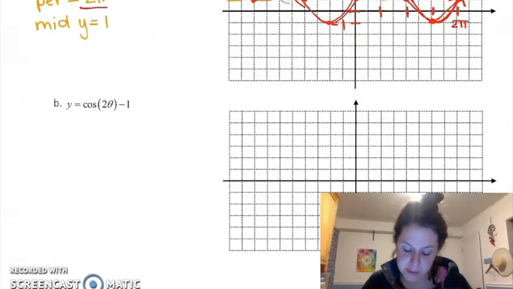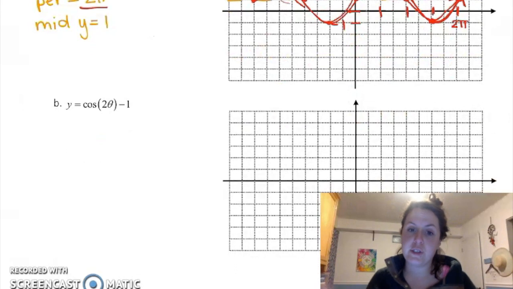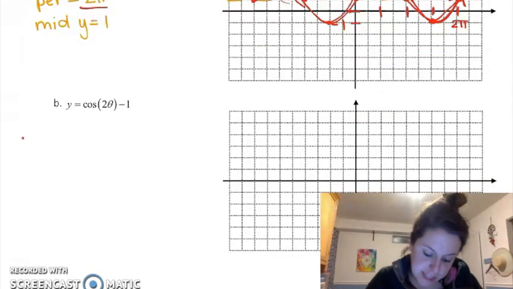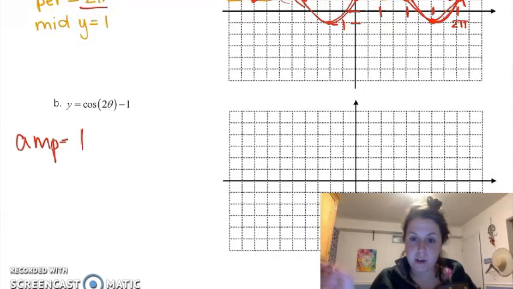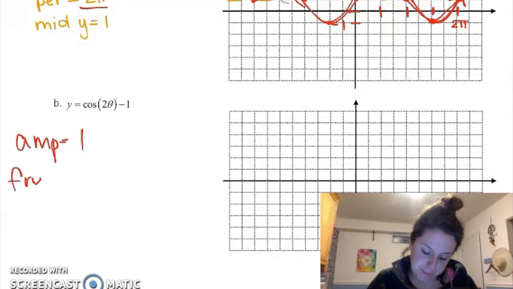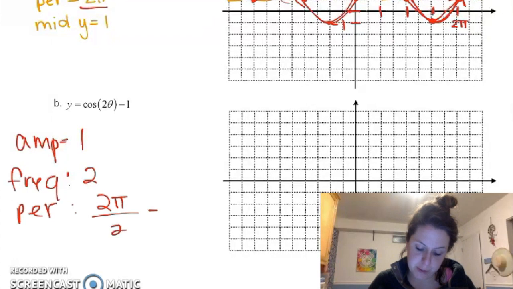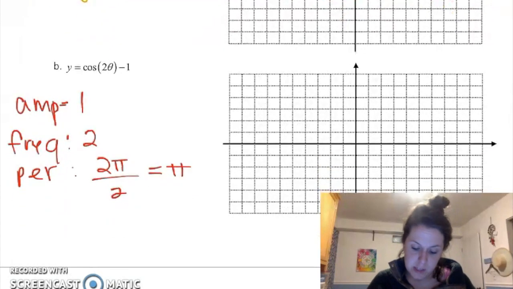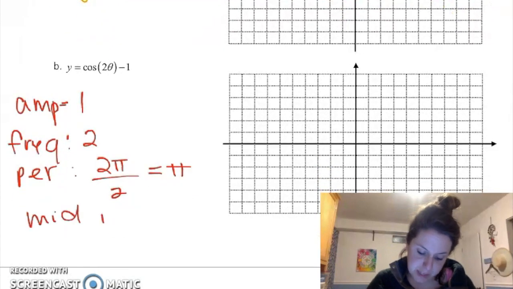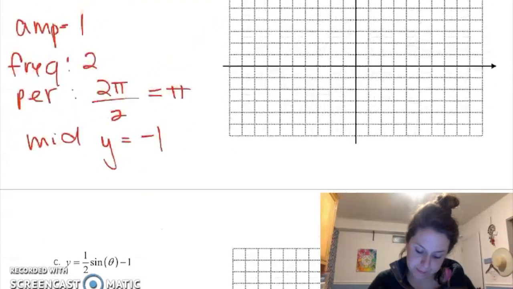All right, let's look at this next one. So y equals cos 2 theta minus 1. So first thing I see, amplitude is 1, right? 1 cos. Frequency is 2. Period is 2 pi over 2, which would just be 1 pi. And the midline is y equals -1.